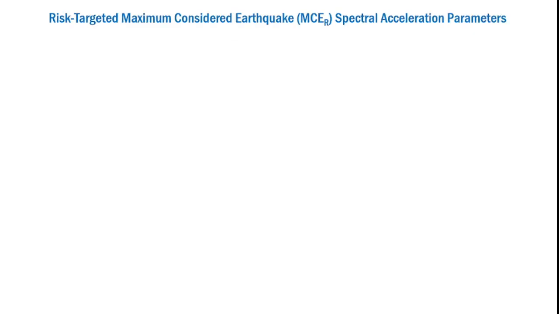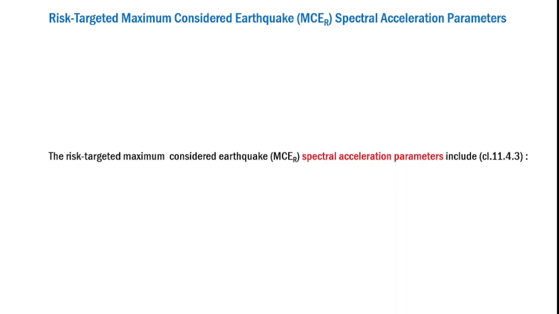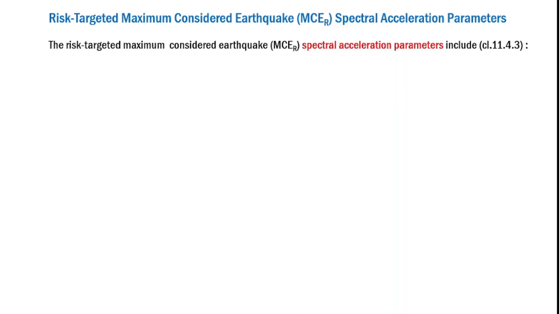So that's all about the procedure contained in the USGS website regarding the development of the risk targeted ground motion values. Now let me tell you about the risk targeted maximum considered earthquake, MCER, spectral acceleration values reported in the code. ASCE 7-22 in clause 11.4.3 provides you 4 spectral acceleration parameters, that is, obviously risk targeted maximum considered earthquake.